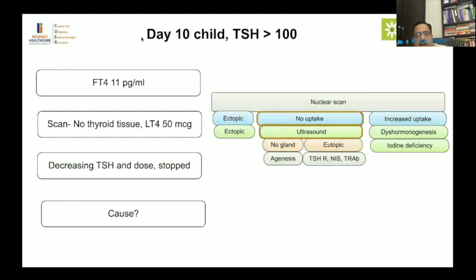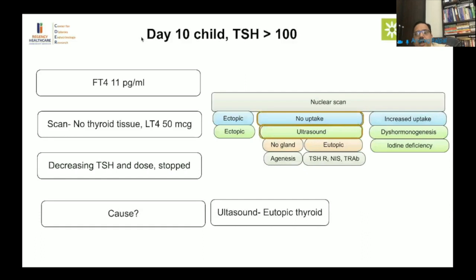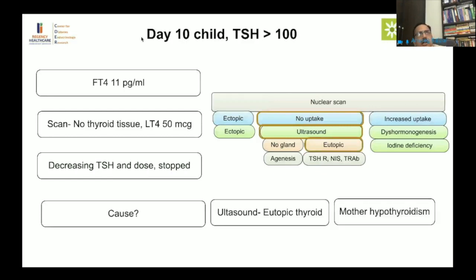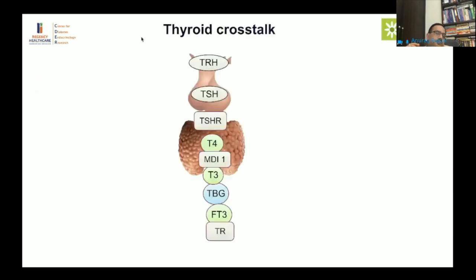We need to look at the ultrasound, and only if the ultrasound shows no thyroid will we diagnose agenesis. In this case, ultrasound showed a eutopic thyroid, which basically means that there is a maternal hypothyroidism wherein the TSH receptor antibodies cross the placenta, block the thyroid function, resulting in the development of hypothyroidism, which was transient, and which tended to improve over time.